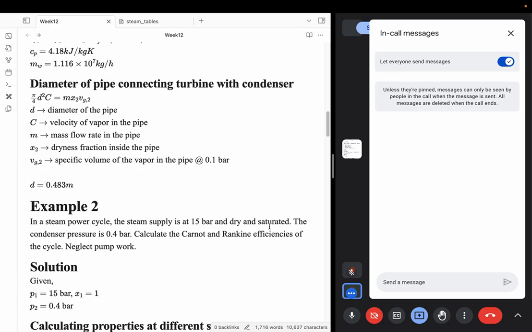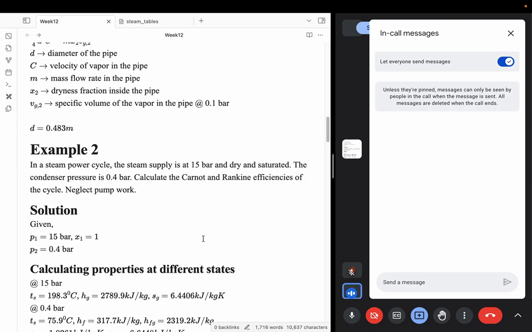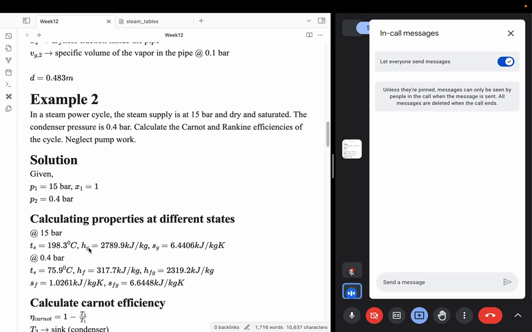So you're in the saturated state. The condenser pressure is 0.4 bar. Calculate the Carnot and Rankine efficiencies. This is again straightforward. So you know P1 and P2. So the first state is the dryness fraction and the pressure, so you can directly calculate the temperature and enthalpies. Similarly, for the second state, I don't know the dryness fraction. So without the dryness fraction, I will not be able to calculate enthalpies.